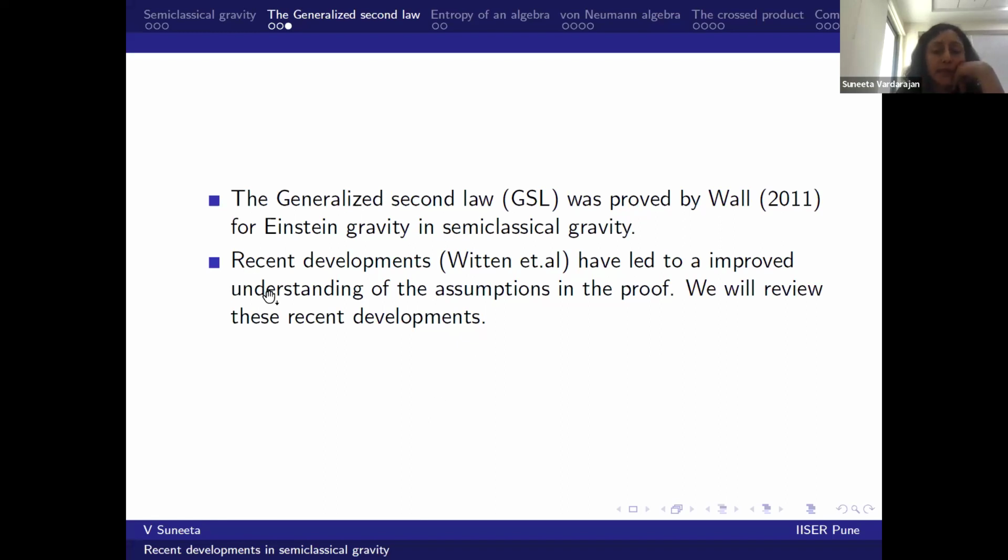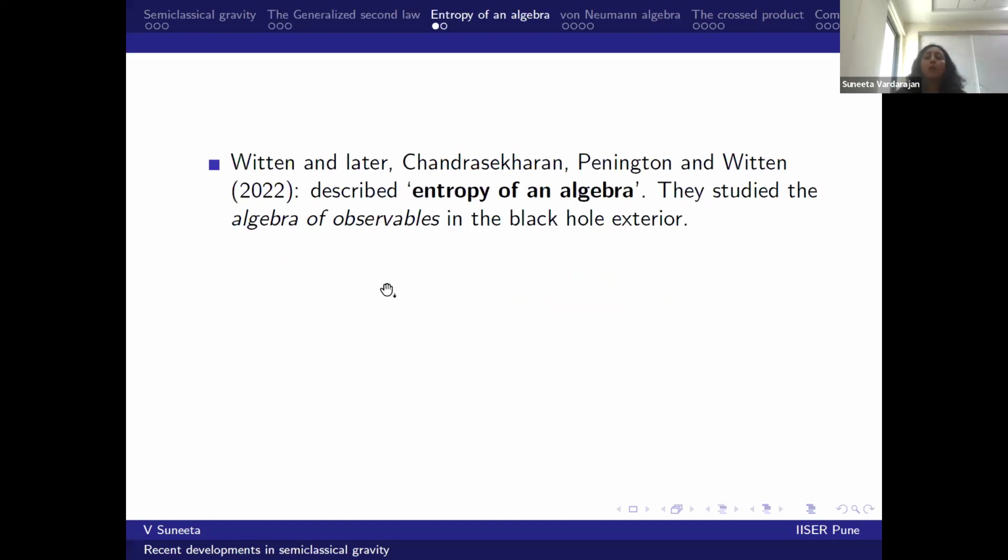And this recent development uses lots of techniques from operator algebras. So let me just give you an outline of whatever it is I'm going to explain.